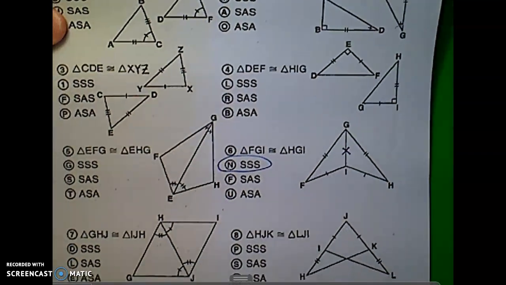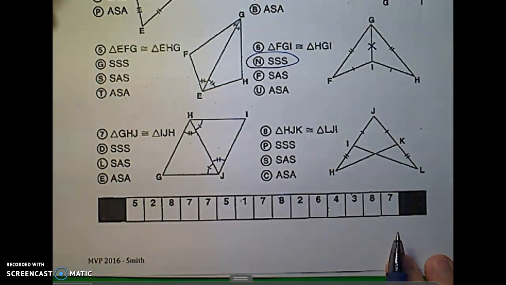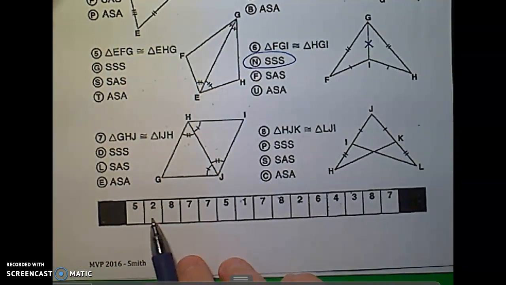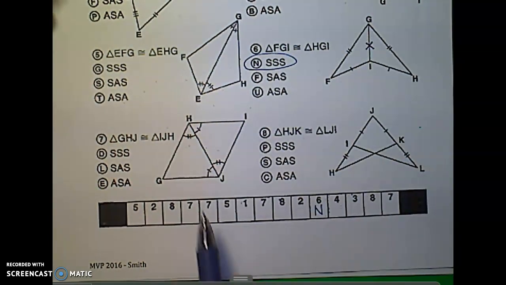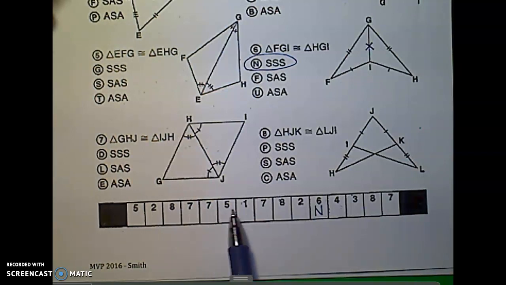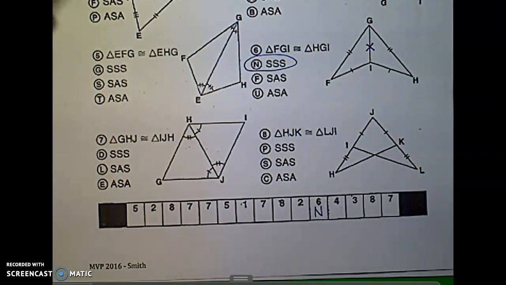Here's how the puzzle works. Anytime you see a number 6, you're going to put in an N. And so N goes here. Looks like there's only one 6. Some of the other ones have repeats, like there are several number 7s and so forth.